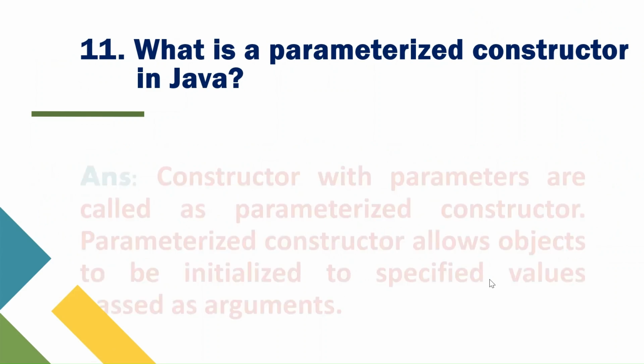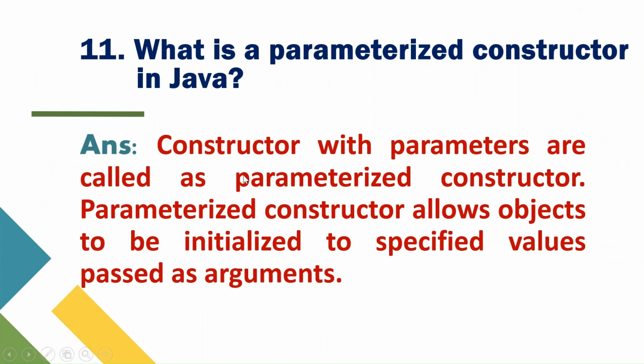What is a parameterized constructor? A constructor with parameters is called a parameterized constructor. Parameterized constructors allow objects to be initialized to specified values passed as arguments. Because the constructor can accept parameters, those constructors are called parameterized constructors. As we call a method with some parameter values, that is nothing but arguments, in a similar way the constructor can also be called at the time of creating an object. So whatever values you are passing for a constructor can be stored into the parameters of the parameterized constructor.